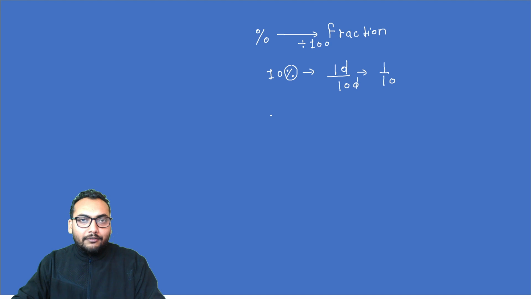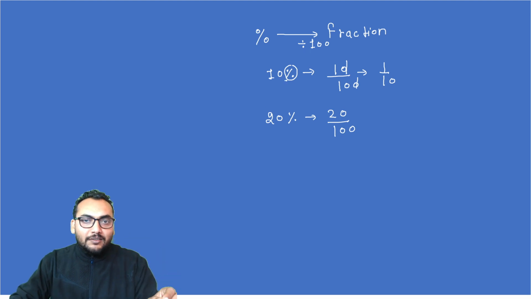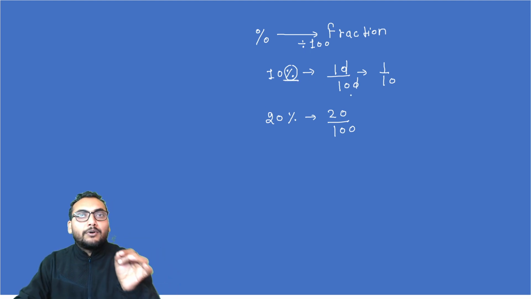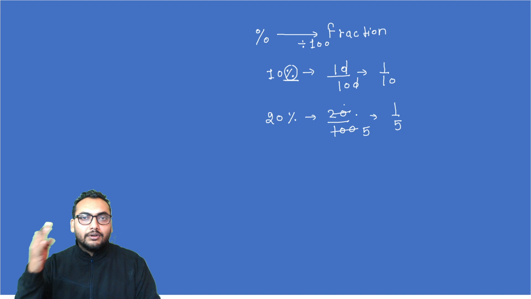In the same way, if we are converting 20% into fraction, I will write 20 divided by 100. Basically we are not actually dividing it by 100, we are just changing this percentage sign into 1 upon 100. So cancelling, we will get 1 upon 5. So this is the way that you can convert percentage into fraction.